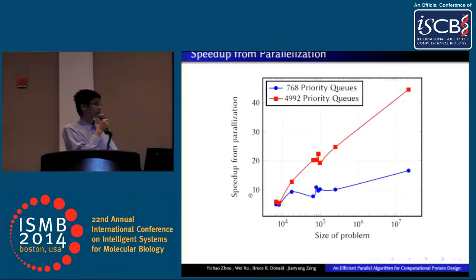And this plot gives the scalability of our GPU-based A-star search algorithm. The x-axis shows the size of the problem, which is represented by the number of nodes visited by the A-star algorithm. The y-axis, the speedup from parallelization, shows the multiple of the speedup, comparing the CPU-based A-star and the parallel GPU-based A-star. So you can see that the larger the problem is, the more speedup our algorithm will have.